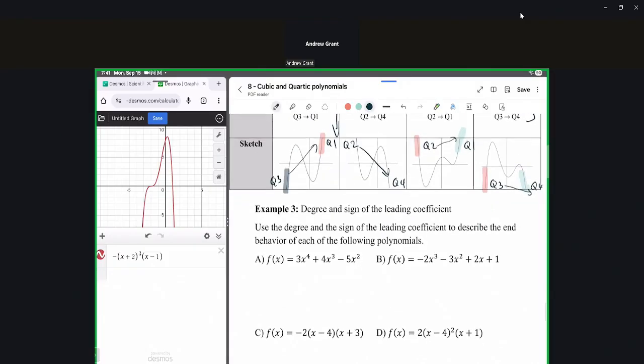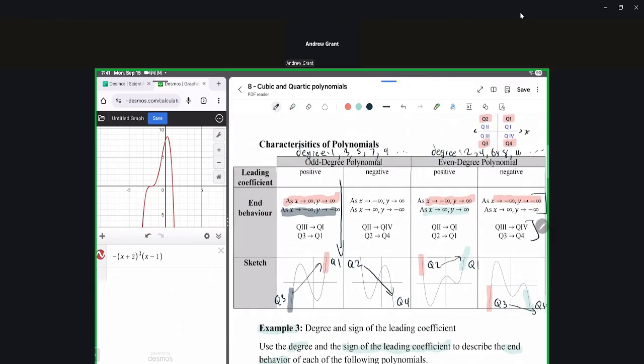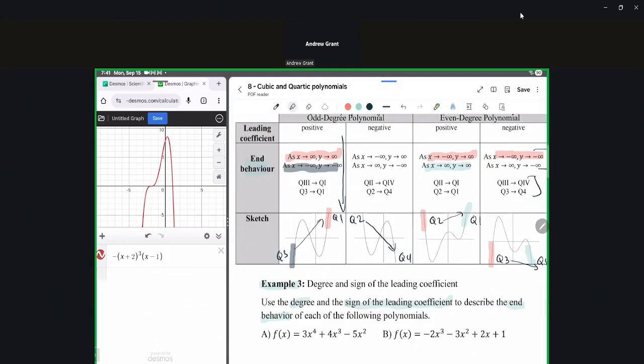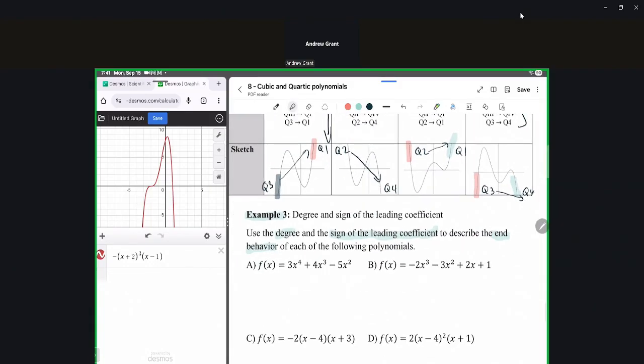And so, for example 3, we're going to use the degree and the sign of the leading coefficient to describe the end behavior. And the end behavior was this stuff. Where does the function start? Where does it end? Okay? Small abbreviation we're going to use for end behavior, we're going to call it just EB.